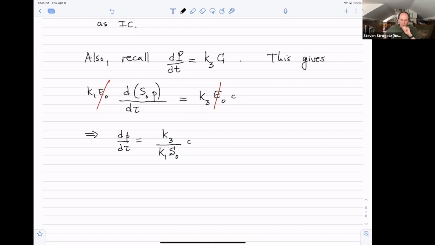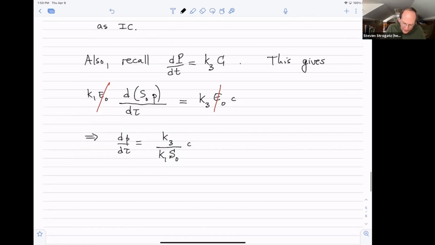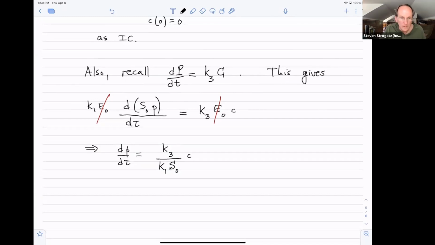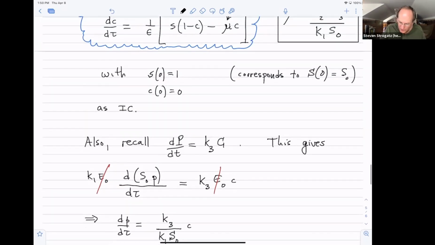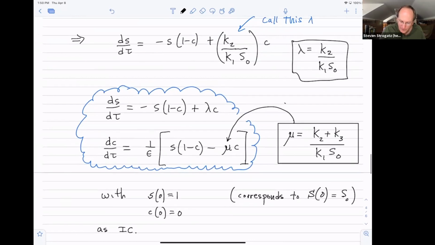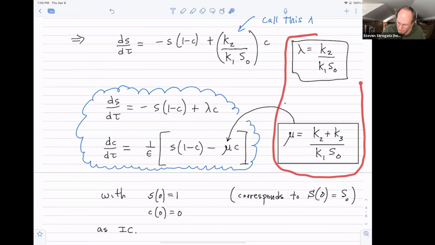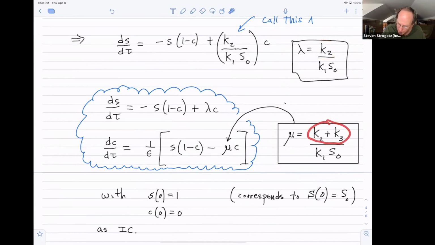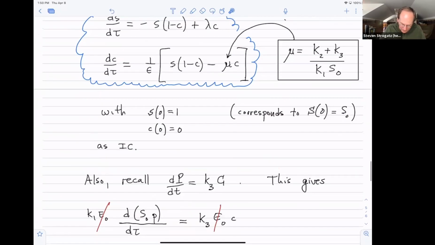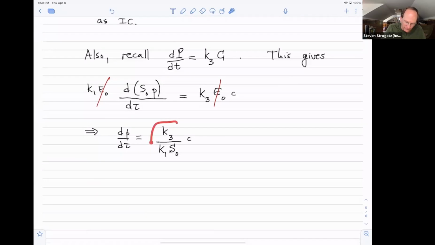Now, this combination of new constants, K3 over K1 S0, it's not actually new constants. If you look at the mu and the lambda, look at these two. If I subtract lambda, look at the numerator. That has a K2. This has a K2 plus a K3. Otherwise, they have the same denominator. So if I do mu minus lambda, I actually get this expression I have here.